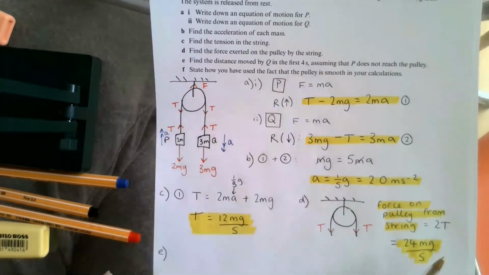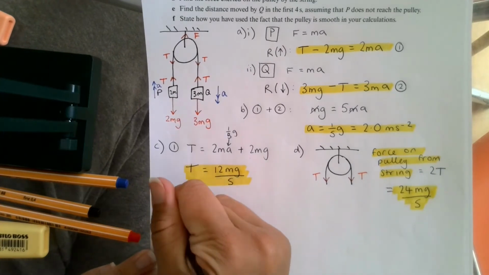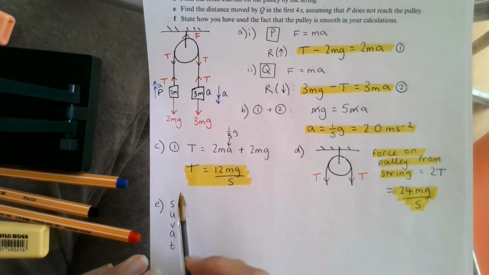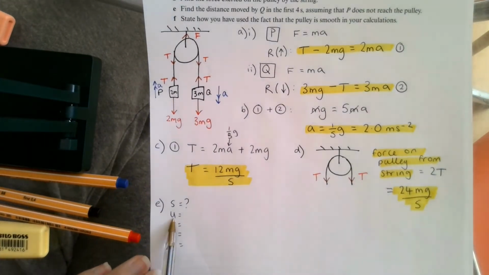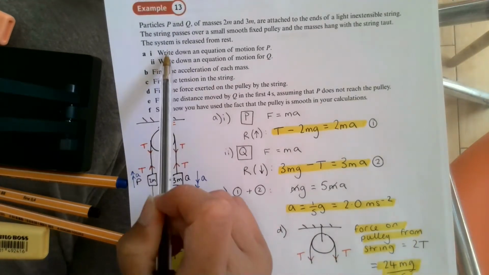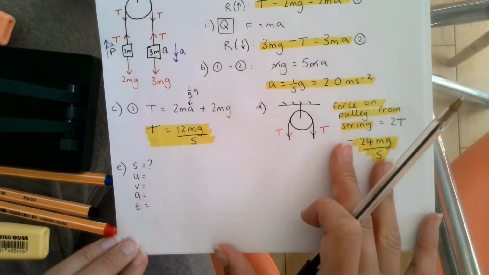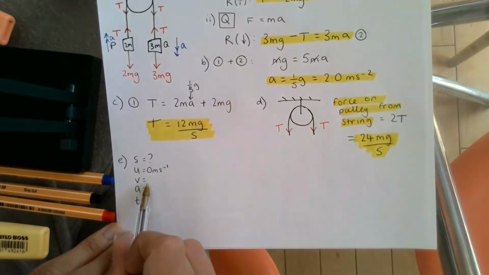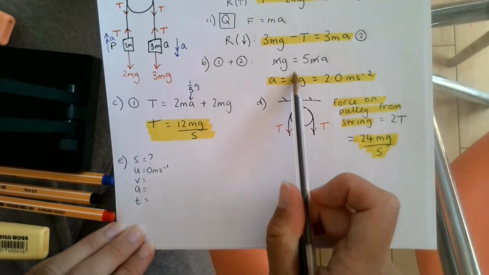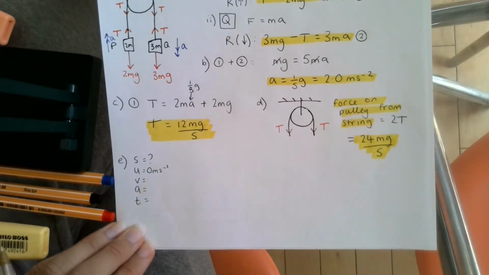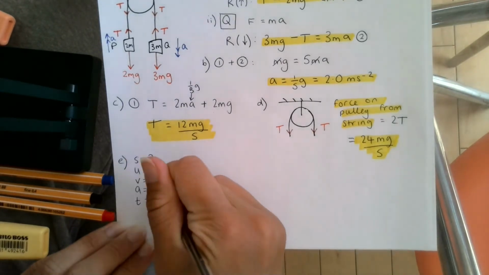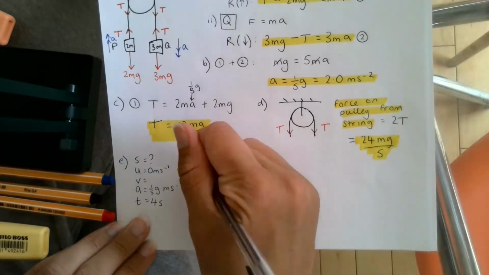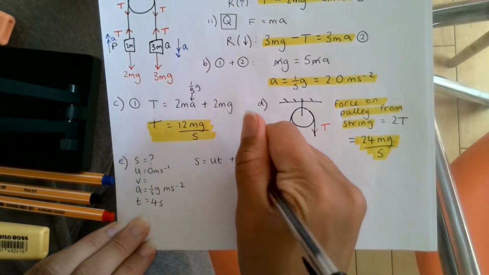So, in the first 4 seconds, here we're going to use our SUVAT equations. S is what we're trying to find out. We're trying to find that distance. U, well, in the question, we're told that the system is released from rest. So my initial velocity is going to be 0 meters per second. V, I don't know. A is the acceleration, which is 1 over 5g. Or we could use 2 if we wanted to. I'm going to put 1 over 5g. I don't really like rounding too much. And T, we're looking in the first 4 seconds. So I'm going to use s equals ut plus a half a t squared.